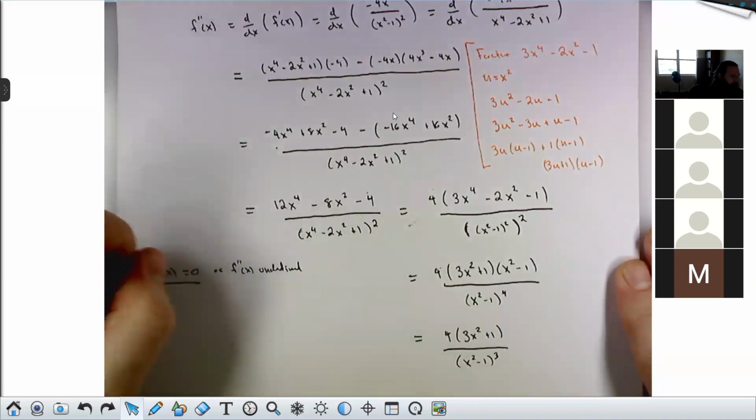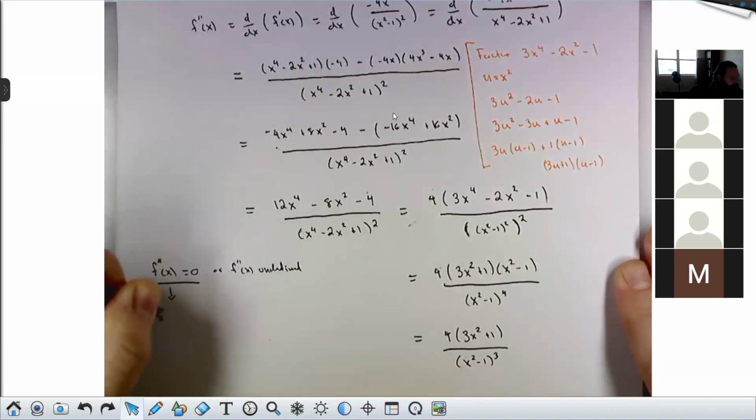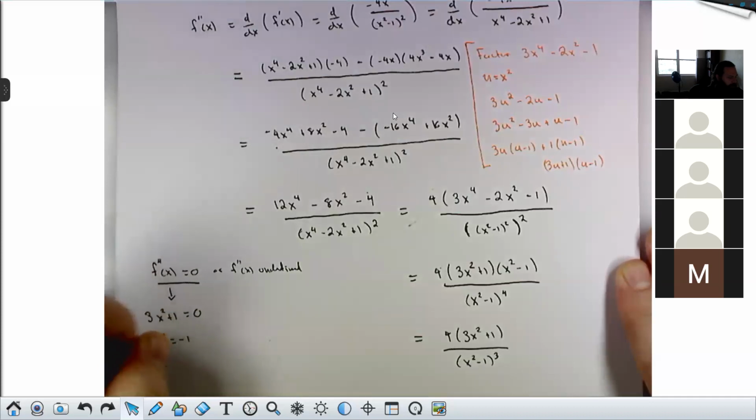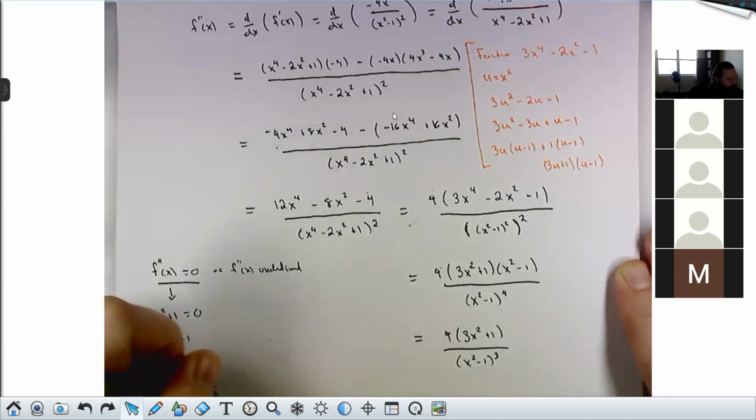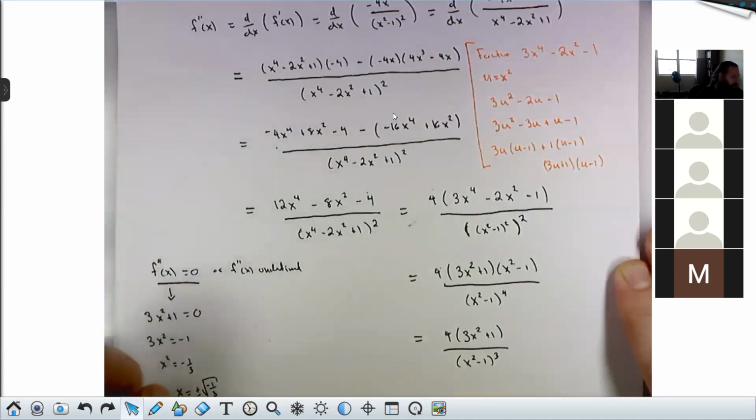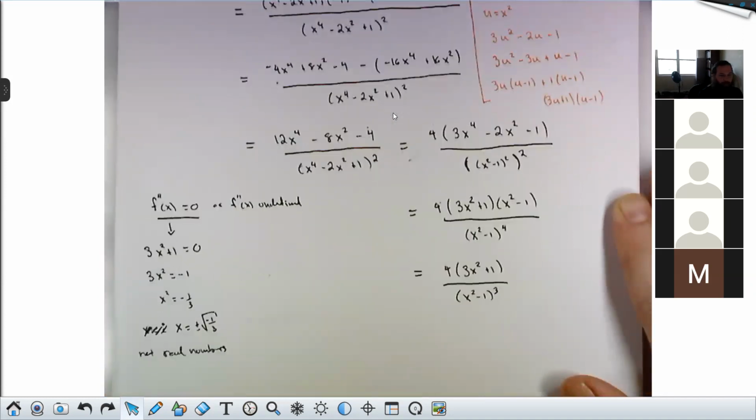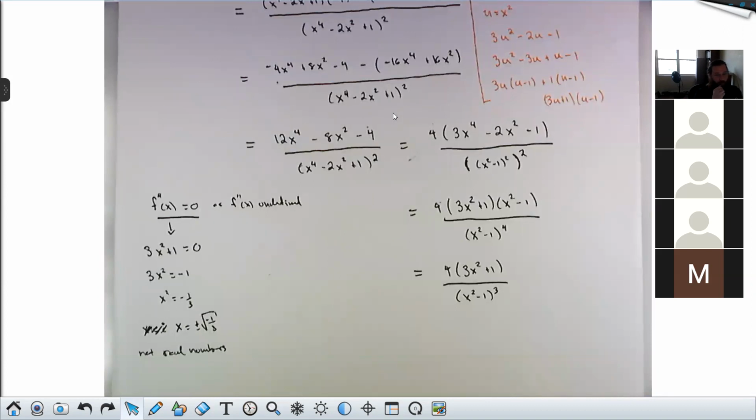So f double prime will be equal to 0 if 3x squared plus 1 is equal to 0. This actually never happens, right? This is the same as saying 3x squared equals negative 1, or x squared equals negative 1/3. And if you take square roots here, you get x equals plus and minus the square root of negative 1/3. These are not real numbers. The square root of a negative is not a real number. It's plus or minus i times 1 over the square root of 3.